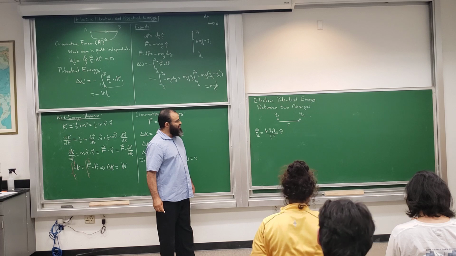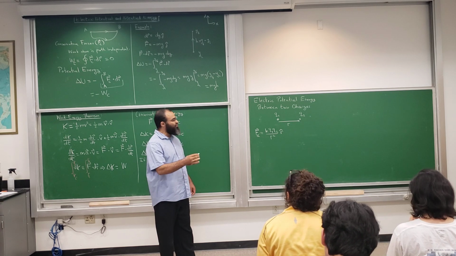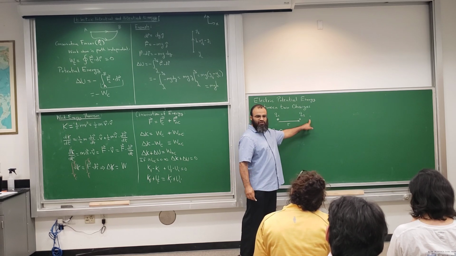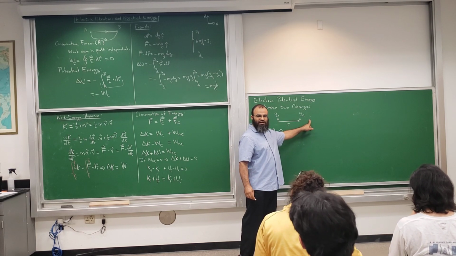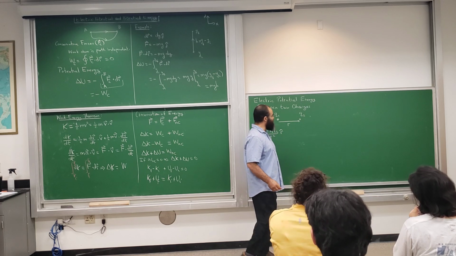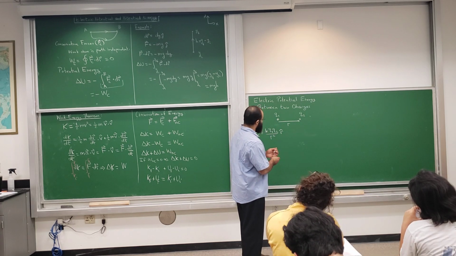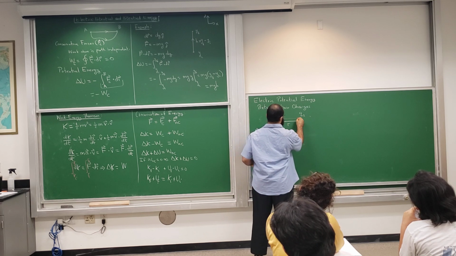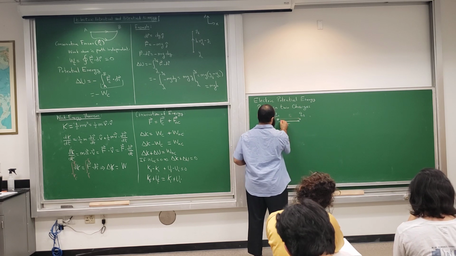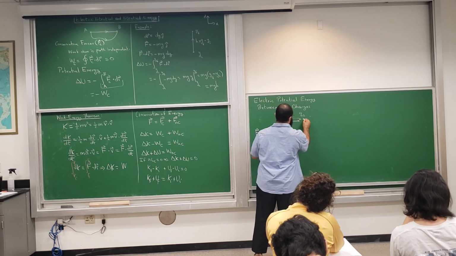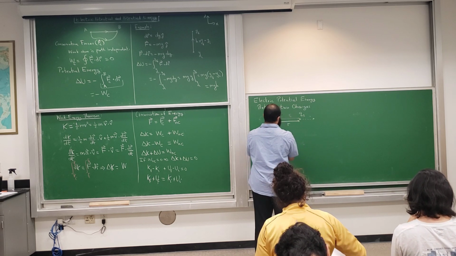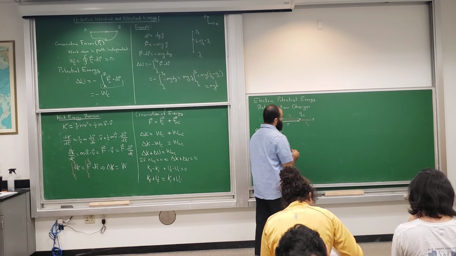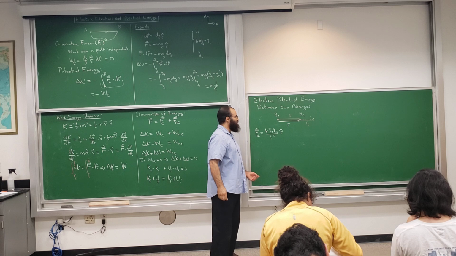So let's say Q1 is fixed and Q2 is displaced from some initial to some final. The question is, what's the work? And so therefore, what's the change in potential energy? So let's say initially it's at some R initial, and then it will be displaced. This charge, let's say, displaces to here, to some R final. And the question is, how much work is required to do that? What's the work?